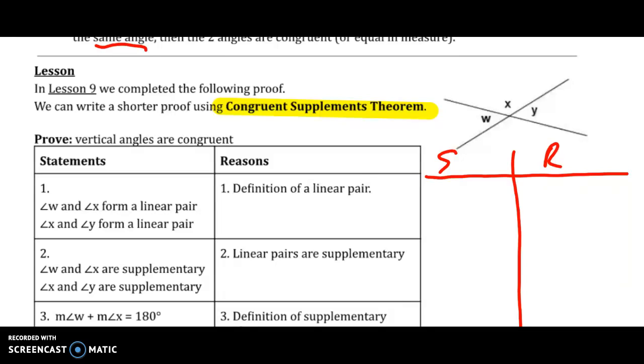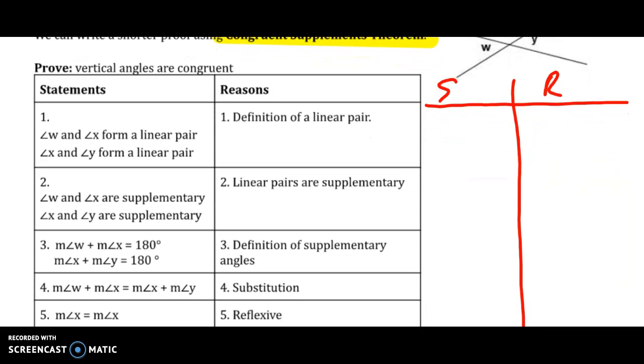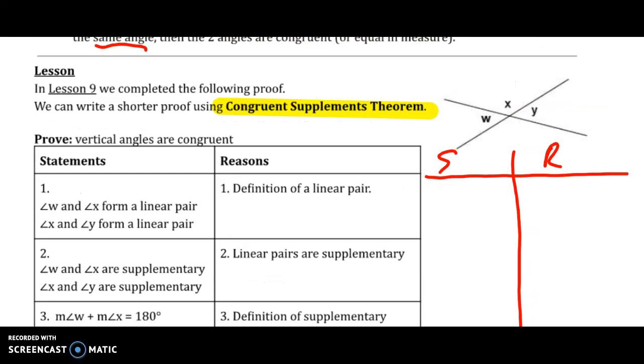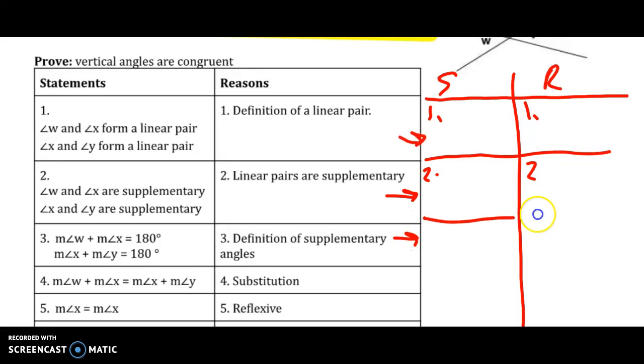In this particular example, it doesn't make the proof that much shorter, but it does make it a little bit shorter. In other proofs, remembering these theorems will make them 2 to 3 lines shorter in your proof. So for the most part, everything's the same. 1 is the same as we have here. 2 is the same. 3 is the same. Right? Those are all the same. However, when we get to step 4, we don't need step 4.